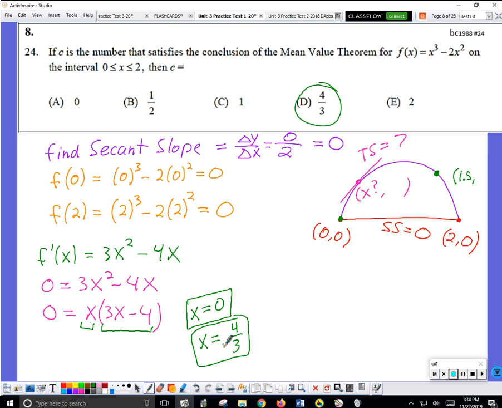So how do we know which one to use? The mean value theorem can't be satisfied at the endpoint. So x equals 0 is one of the ends.